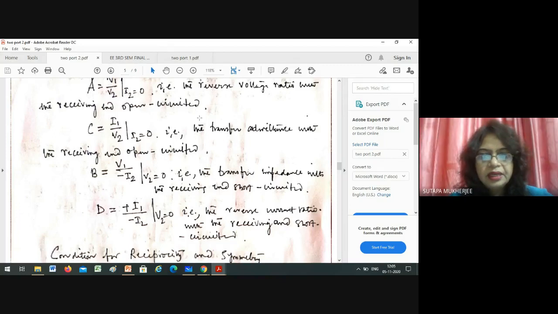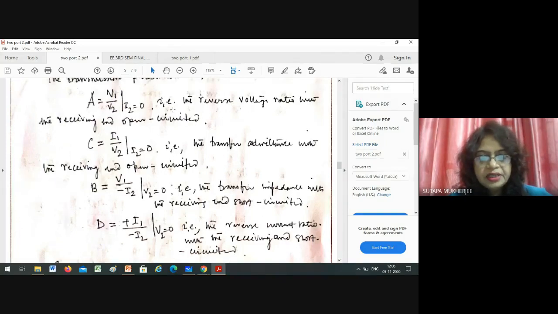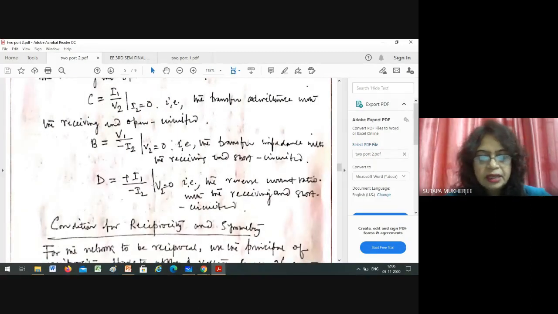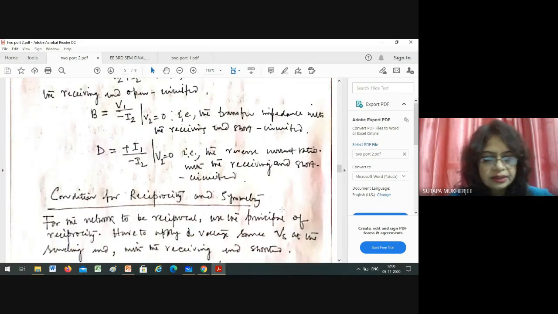Remember all the names of the parameters. A means reverse voltage ratio. C means the transfer admittance, definitely admittance, I by V. B is the transfer impedance with the receiving end short circuited. And D is the reverse current ratio, I1 by I2, the ratio of two currents with the receiving end short circuited.